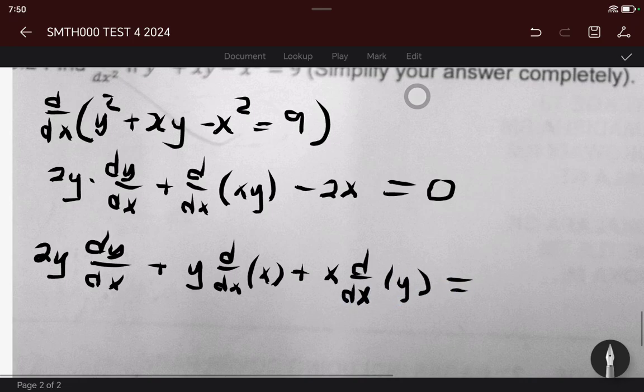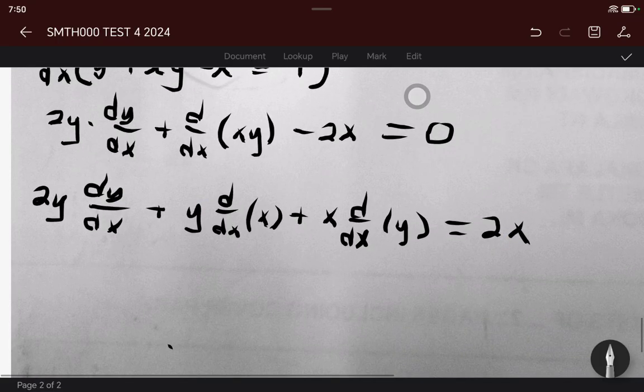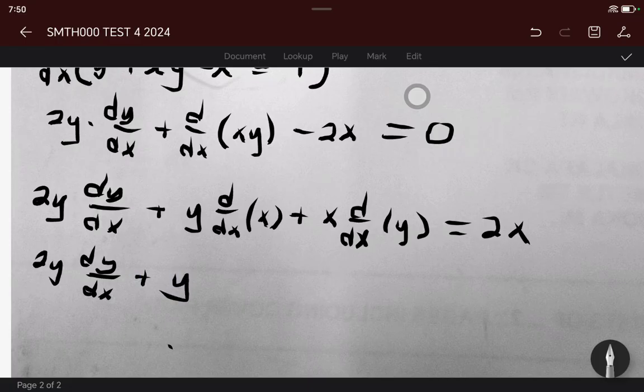And then this negative 2x, I can just take it to the other side to become positive, as long as it doesn't have dy over dx. Then this will be 2y dy over dx plus y. Remember, this is 1 times dx over dx, and there's no need for us to write dx over dx because it's 1. Plus, this will be x dy over dx, which is equal to 2x.